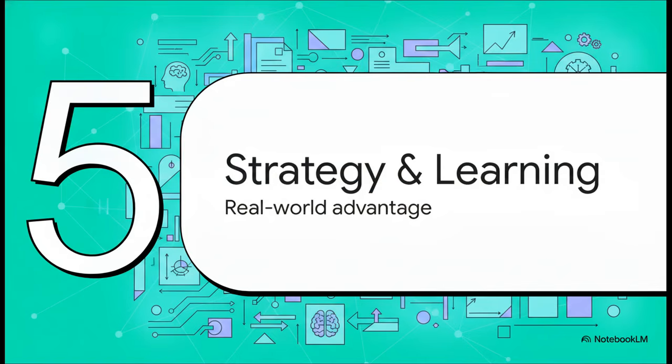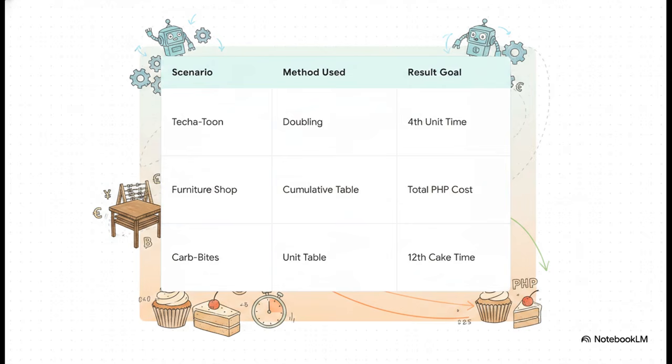Section 5. Strategy and the learning curve. So we've crunched the numbers, but why does this actually matter to a business? Because these mathematical techniques directly translate into a real-world competitive advantage. Let's quickly review what we just pulled off. For Takatoon, we used the doubling method to instantly find the time for a 4th unit on a 90% curve. For the furniture shop on a steep 75% curve, we used the cumulative table to pinpoint exactly how much a bulk order of 8 tables would cost. And for Carb Bites on an 85% curve, we used the unit table to snag the exact time for a non-doubling unit, the 12th cake. Identifying the right tool empowers businesses to scale production with confidence, quote accurate lead times, and, most importantly, set profitable prices.